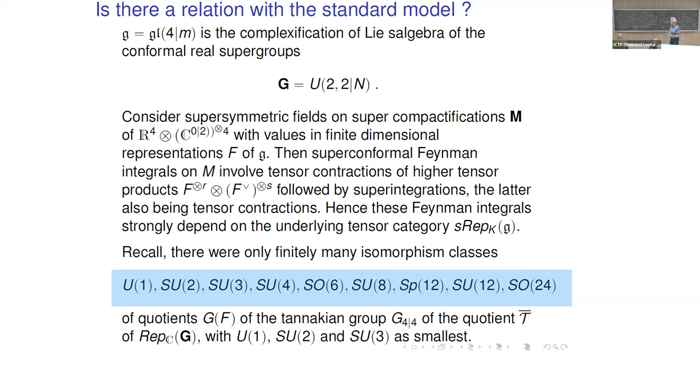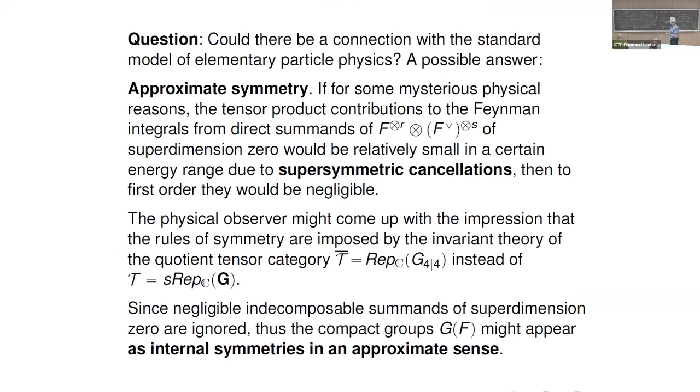I have no idea. I'm not a physicist. But there is a simple impression one could have. If you are a physicist and make any experiment, to my knowledge, you get a number. Where you get a number, you compute something in a Feynman diagram, Feynman integrals.